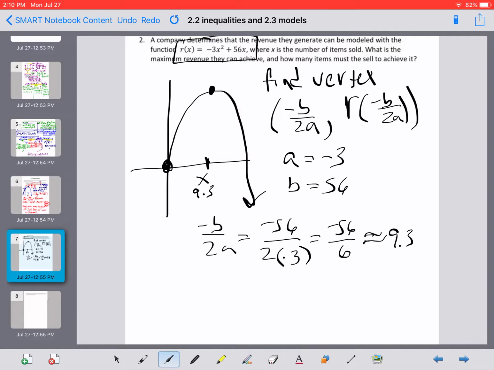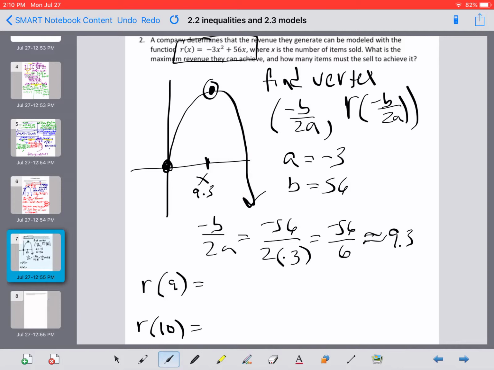But you can try and estimate it, or you can try to figure out exactly which one will give you the max by plugging 9 into the revenue function and plugging 10 into the revenue function and see which is going to give you a greater output. Right? Neither of these will be technically the vertex. The vertex is up here. But we know that directly on either side of those, you're going to have the largest possible output, right? Because you can't actually sell 9.3 items, but you could sell 9 or 10.